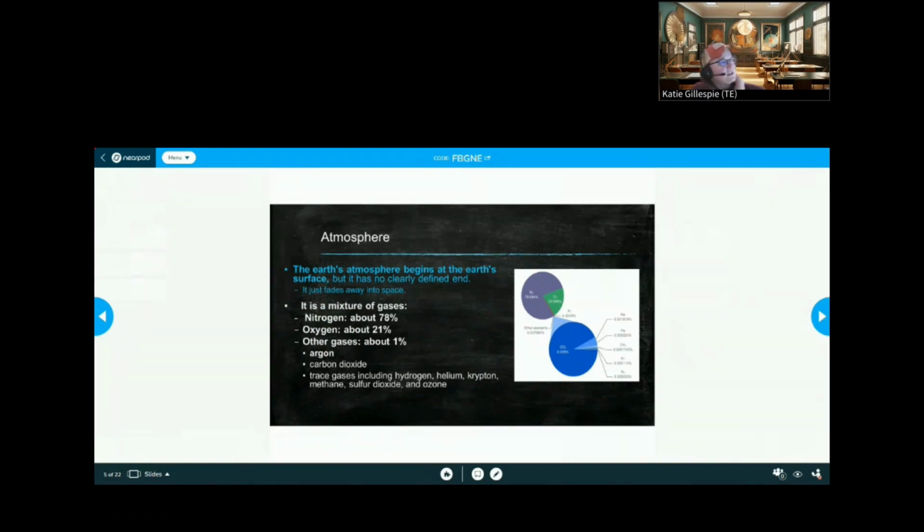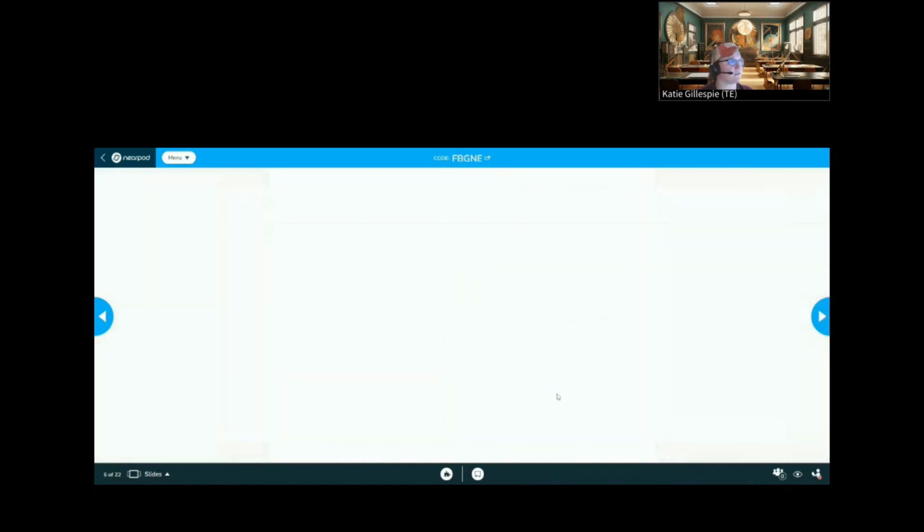The Earth's atmosphere begins at the surface. We're going to talk about pauses, but there's no defined end to each of these layers. They kind of just mix into one another until they fade away into space. Here, gases: nitrogen 78%, oxygen 21%, and then the other gases about 1%. And you can see that for yourself. But most kids are pretty surprised to find out that nitrogen is the majority of our atmosphere.